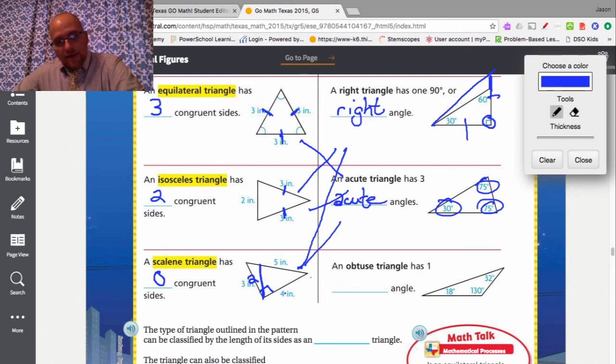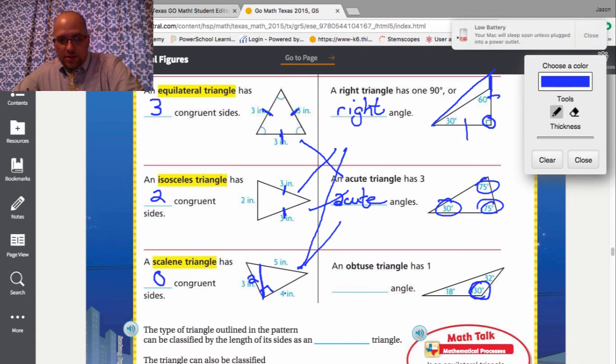Now then we have the obtuse triangle. The obtuse triangle has the one great big angle, which is 130 degrees in this case. So it has one obtuse angle. And just like the right triangle, if I were to extend the leg a little bit so that it has 2 congruent legs, it could be an isosceles triangle, or if I left it like it was originally, it could be a scalene triangle.